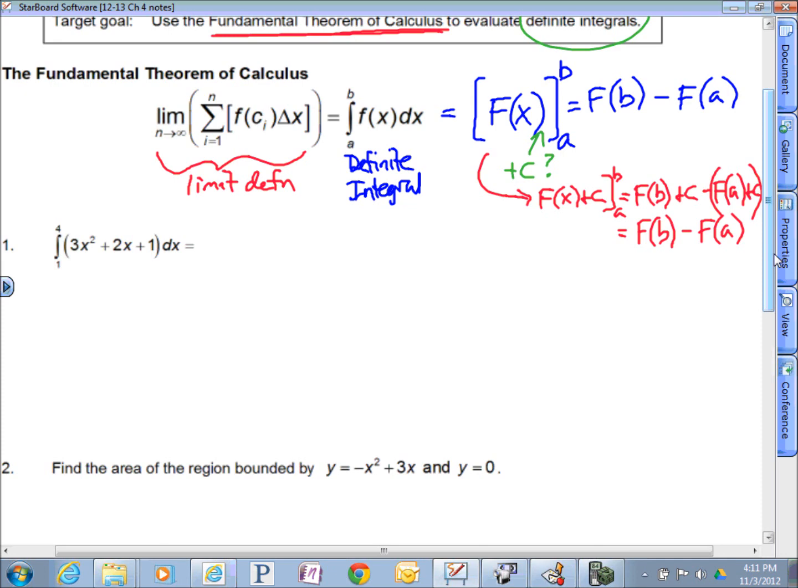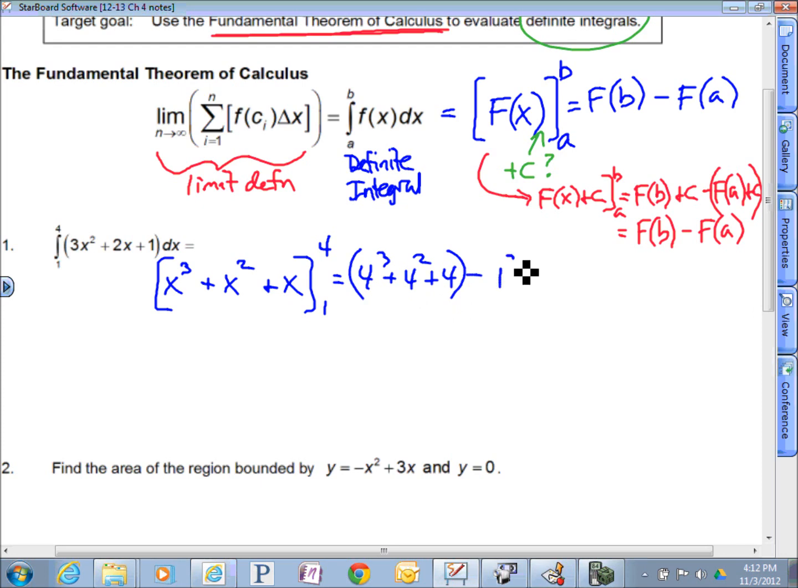So problem number 1, first thing I'm going to do, I'm going to find the antiderivative. What's my antiderivative of 3x squared? Antiderivative of 3x squared would be x cubed. Antiderivative of 2x would be x squared. Antiderivative of 1 would be x. Normally, we would now put a C there. And again, we proved in red over there that you don't need to; if you do, it's not a big deal. We don't want to put that C in there because it's extra stuff. We're going to evaluate that function from 1 to 4, putting the 4 in first. So 4 cubed plus 4 squared plus 4 minus the quantity 1 cubed plus 1 squared plus 1.